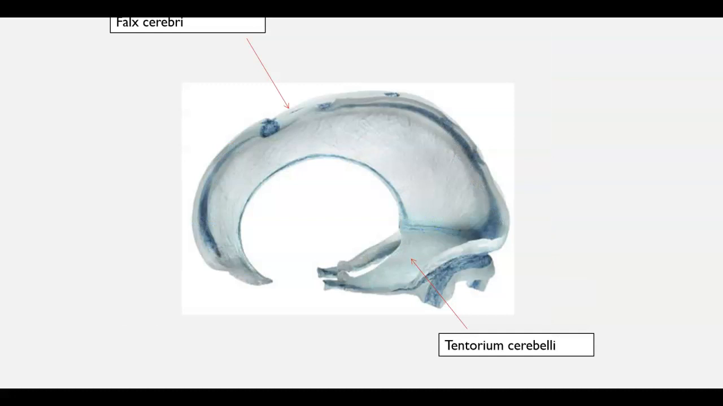This is a drawing of the falx cerebri and the tentorium cerebelli. Again, just showing how it adheres to the brain between the hemispheres, and then under the lower area, under the occipital lobes and then separating it from where you have the cerebellum.